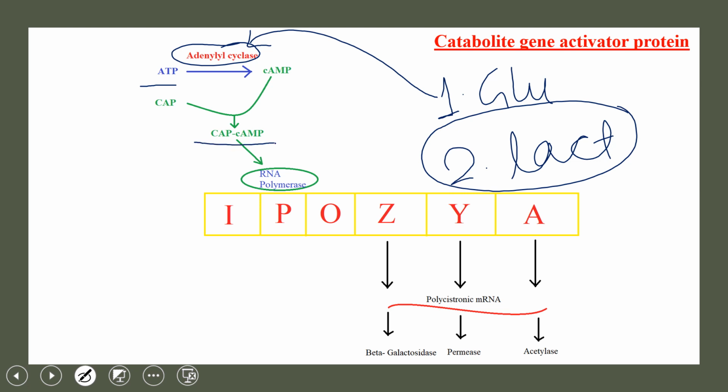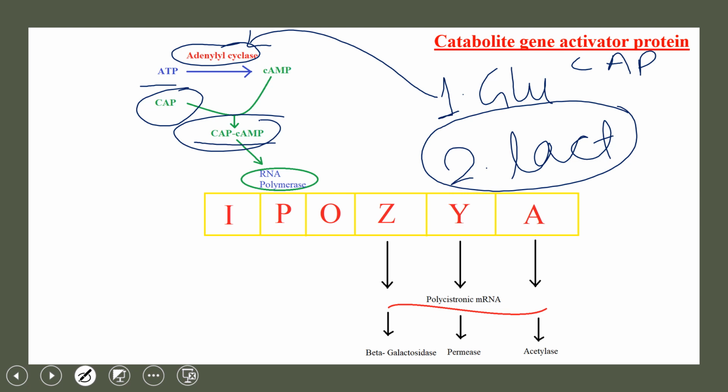And there won't be the formation of CAP. CAP represents the catabolite gene activator protein, and this catabolite gene activator protein won't be attached with the cyclic adenosine monophosphate, and there won't be the formation of the CAP and cAMP complex. And if there is not the CAP and cAMP complex, then the RNA polymerase cannot bind to the promoter site.